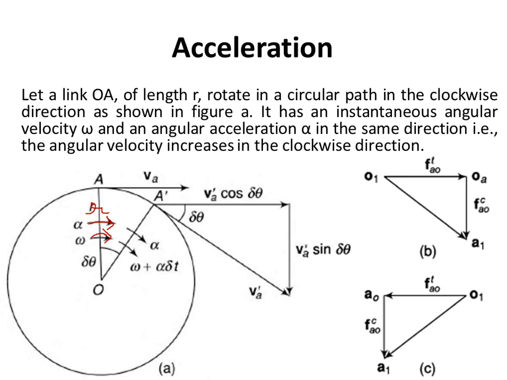Both have the same direction, you can see both are in clockwise direction. Now this is the initial position, OA, and this is the vector, the velocity for this. VA is the velocity, perpendicular to OA. Okay, now this is the initial path.